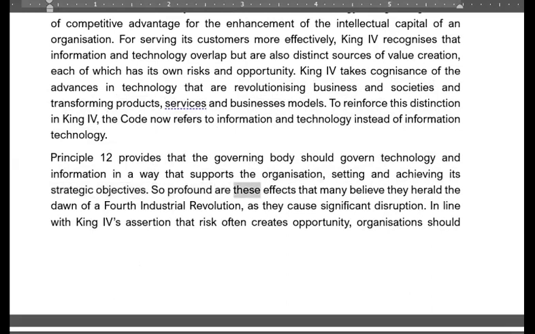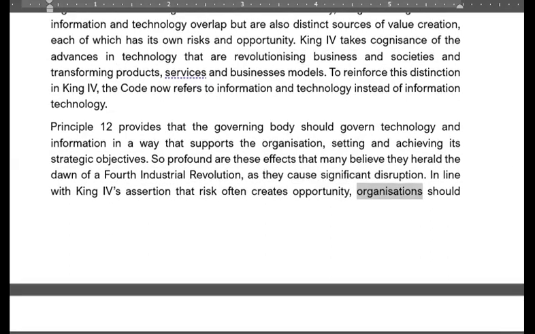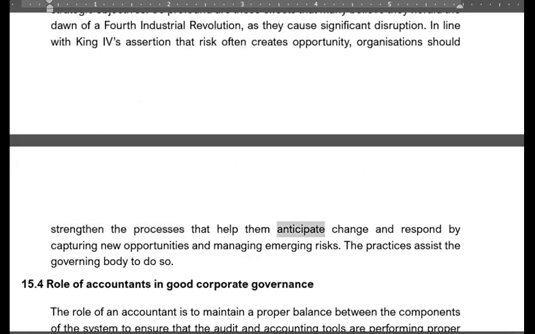So profound are these effects that many believe they herald the dawn of a fourth industrial revolution, as they cause significant disruption. In line with King IV's assertion that risk often creates opportunity, organizations should strengthen the processes that help them anticipate change and respond by capturing new opportunities and managing emerging risks. The practices assist the governing body to do so.